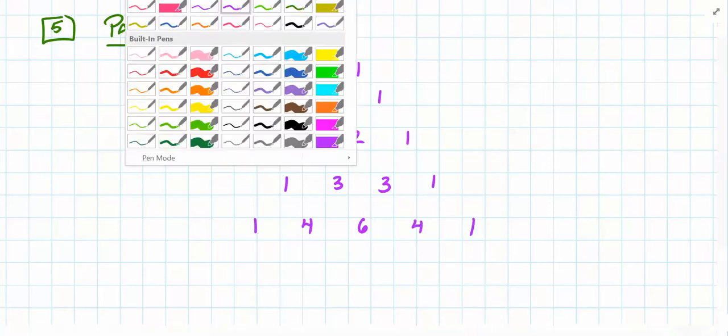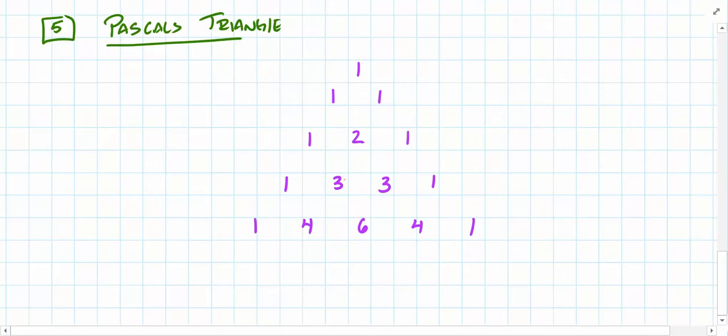Hopefully you are seeing the structure in the pattern. I'll point it out to you. In order to get this 3 here, we had to add these two together: 2 and 1 gave me the 3. In order to get the 6 here, I had to add these two together: 3 and 3 gave me 6. In order to get this 4 here, I had to add that and that together: 1 and 3 gave me the 4.